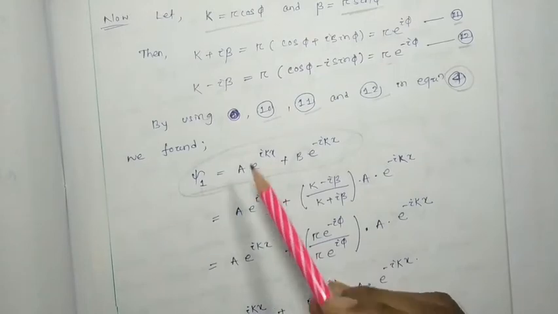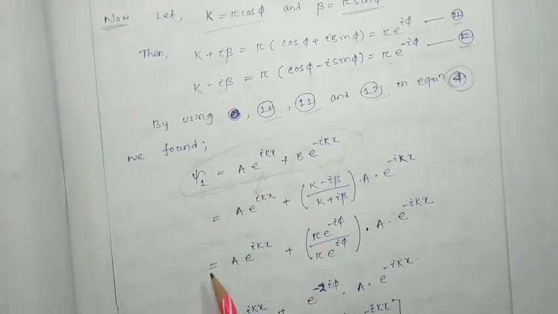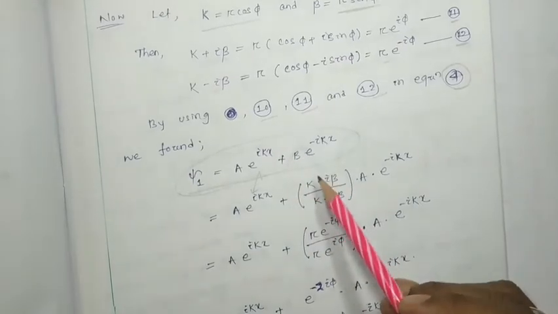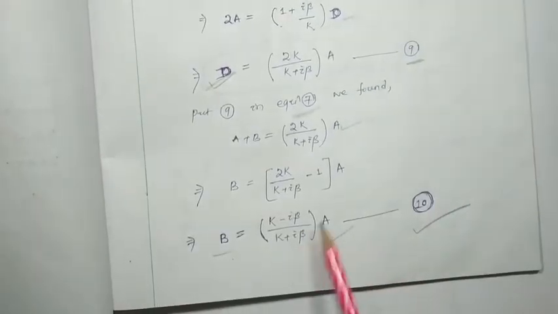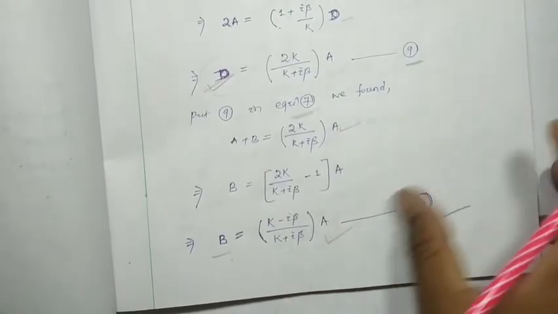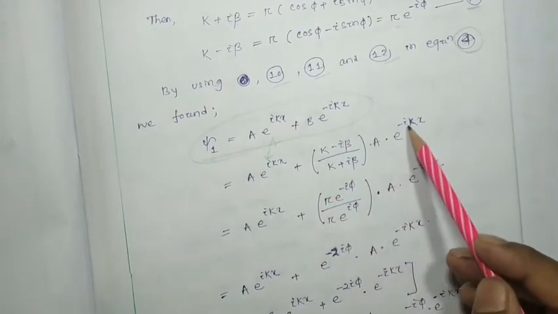That is a e to the ikx, as usually written. Instead of b, we can write what we already found here: b equals (k plus i beta)/(k minus i beta) into a. That much we have to put over here. It will be this much into e to the minus ikx.